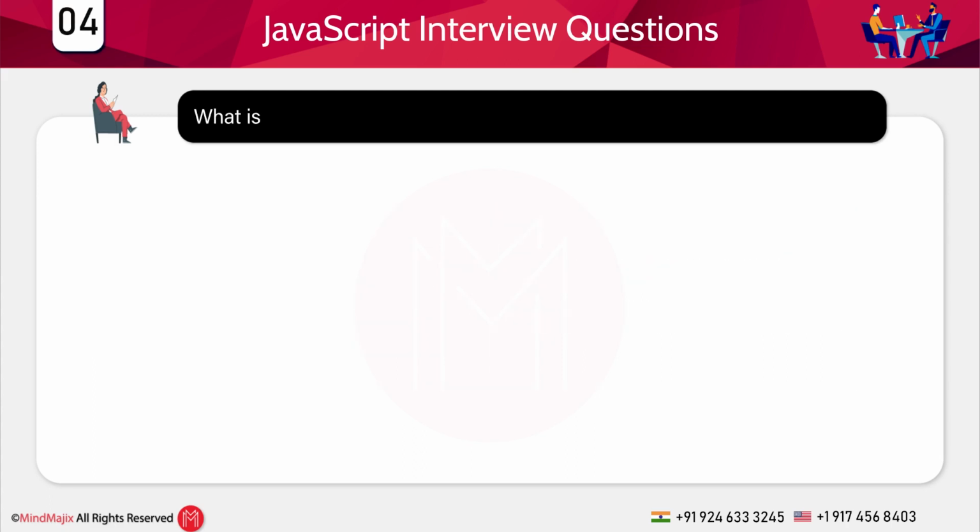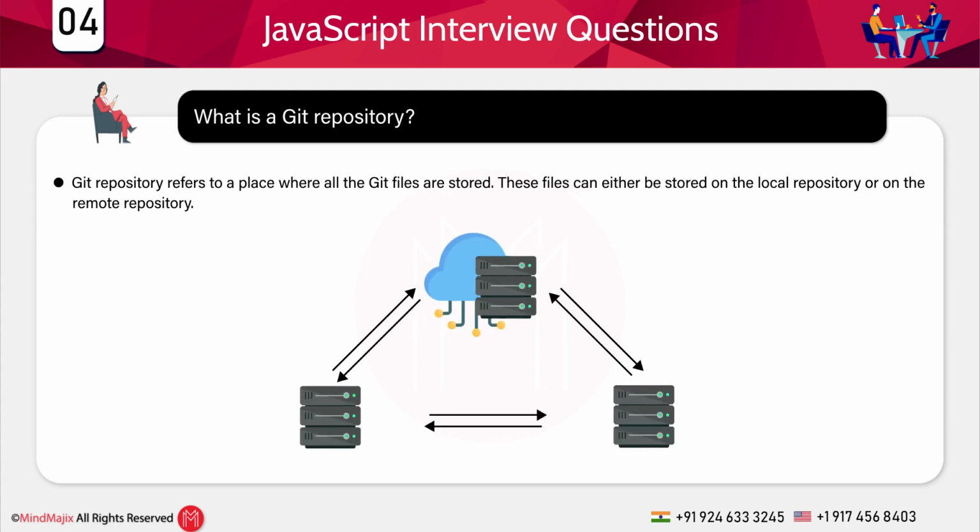Next question, what is a Git repository? A Git repository refers to a place where all the Git files are stored. A repository is nothing but a database. These files can either be stored in a local repository or in a remote repository. For example, .git is nothing but the Git repository. Now it is in the local directory.